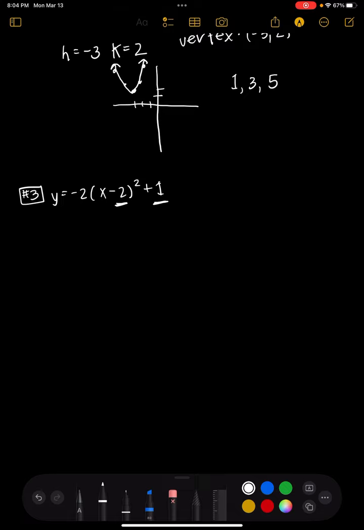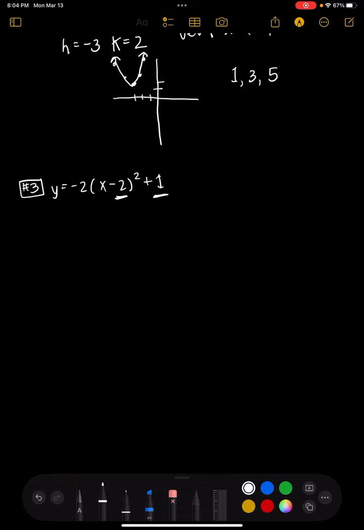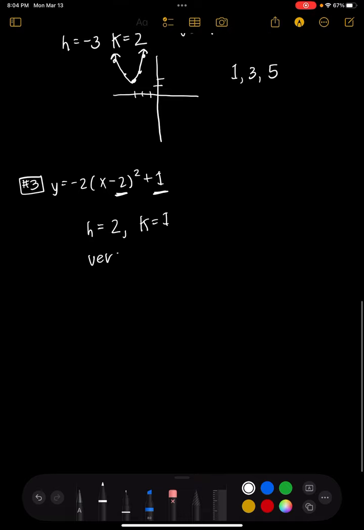But if you remember, the number on the inside of the parentheses has to flip-flop signs. So instead of negative 2, we know our h is a positive 2, and then our k doesn't have to change signs, it's just a 1. So that tells me that my vertex is (2, 1).